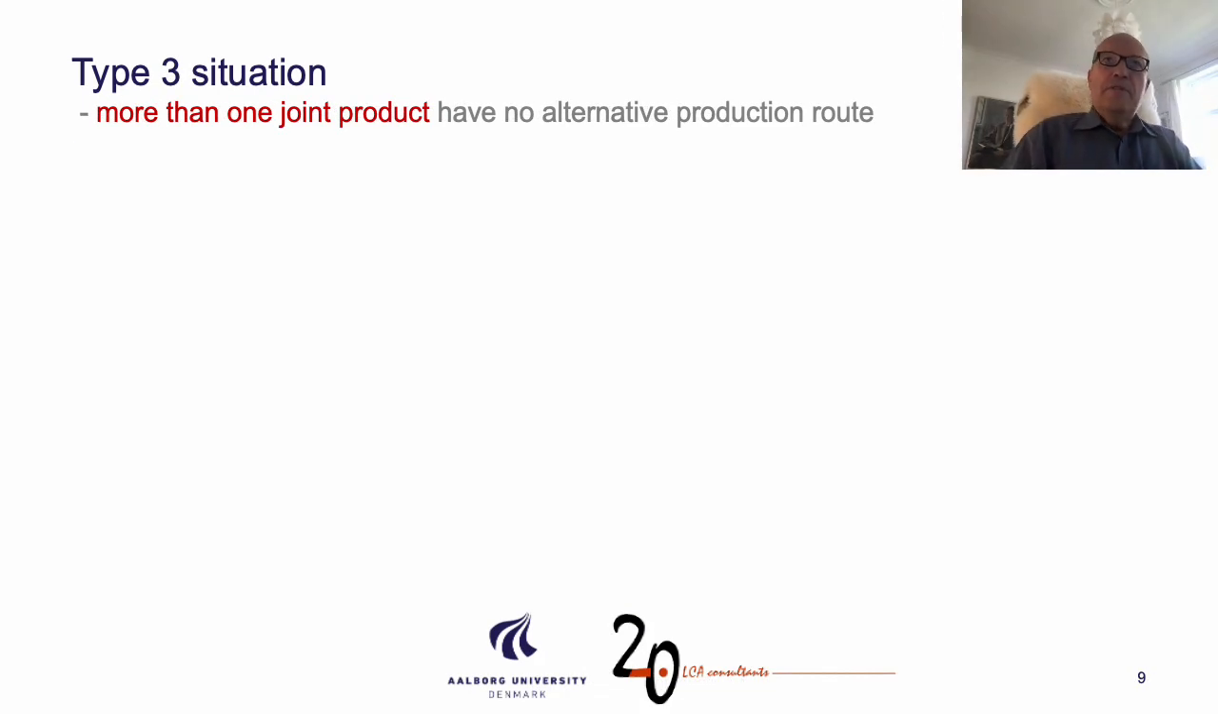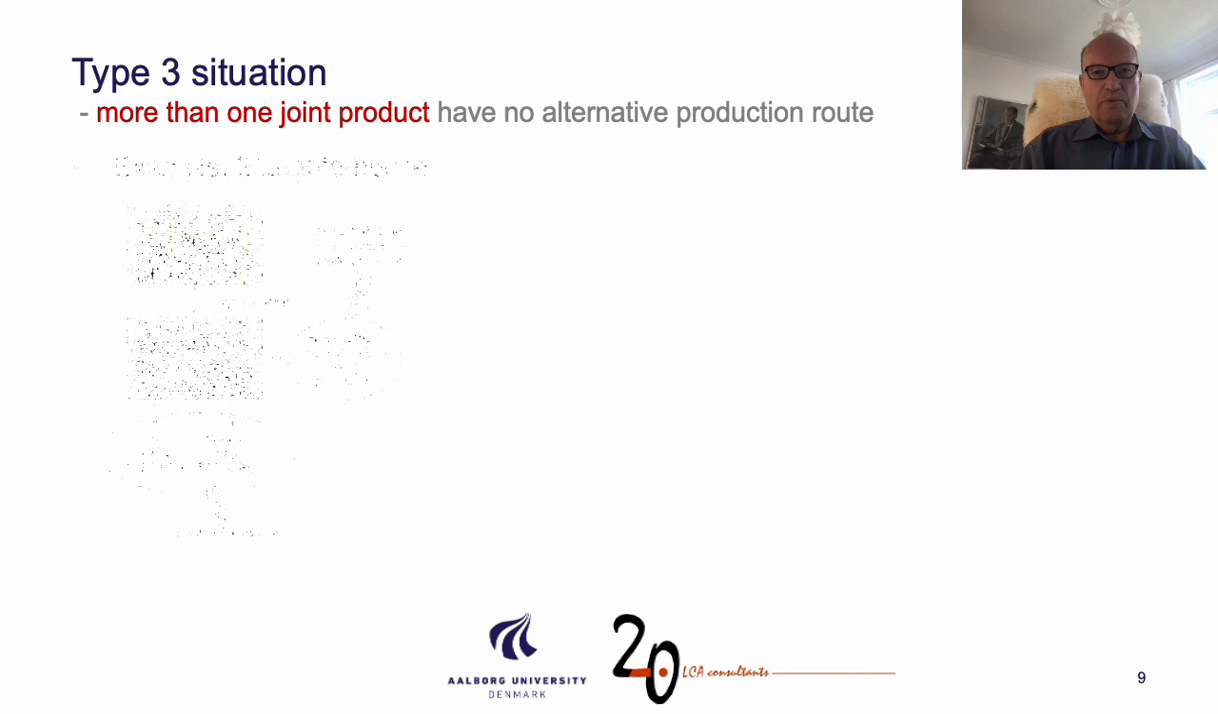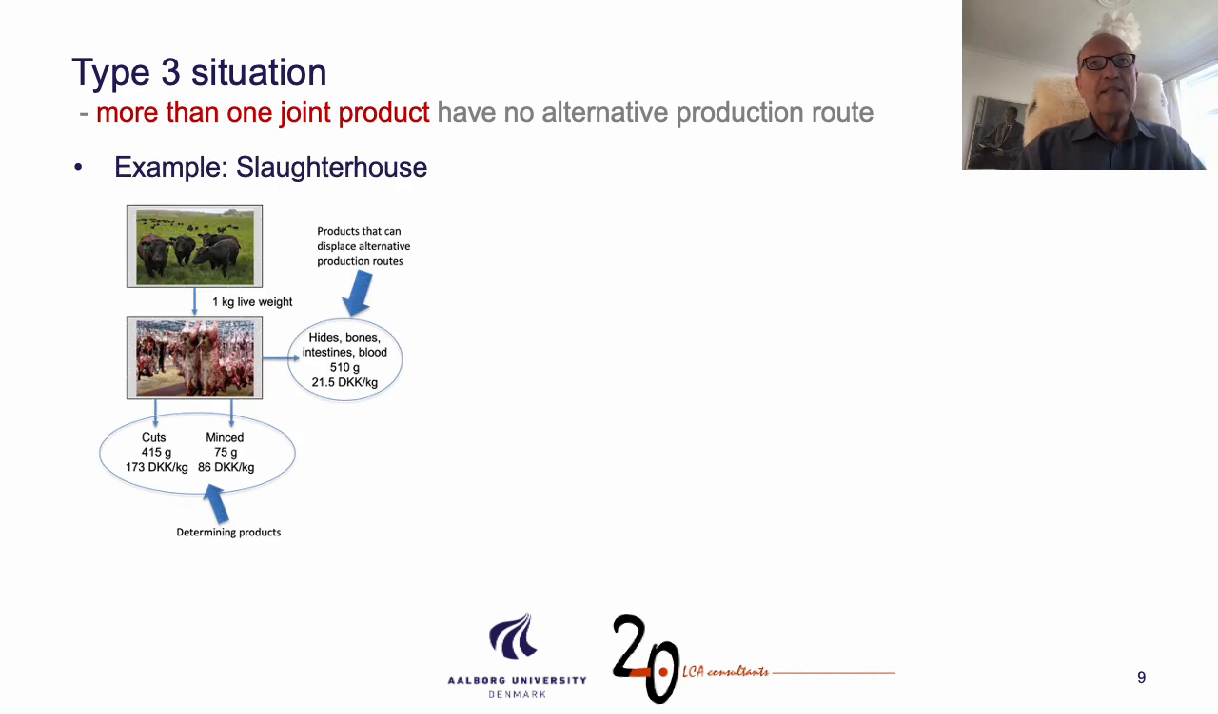The type 3 situation, where more than one joint product have no alternative production route. This is something that happens very seldom in practice. But since it can happen, we need to deal with this as well and find out how to handle that situation. The case example is a slaughterhouse. Here, a slaughterhouse for beef.